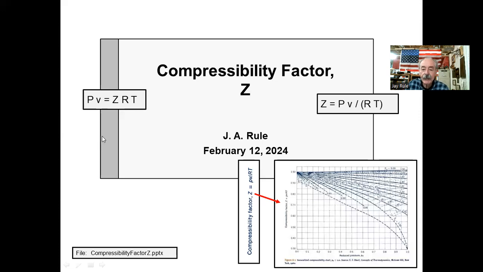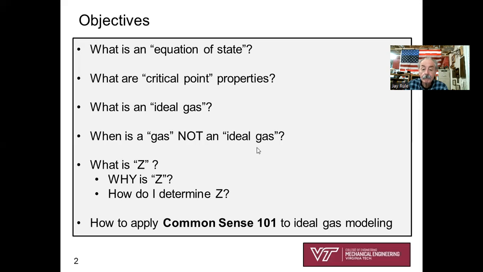This module has to do with the compressibility factor Z that you're going to find in chapter 3 of your textbook, which talks about properties. Here's the objective of what I'd like to cover in this video. First, let's review your knowledge of an equation of state. What's an equation of state? Let's review what you've learned already.